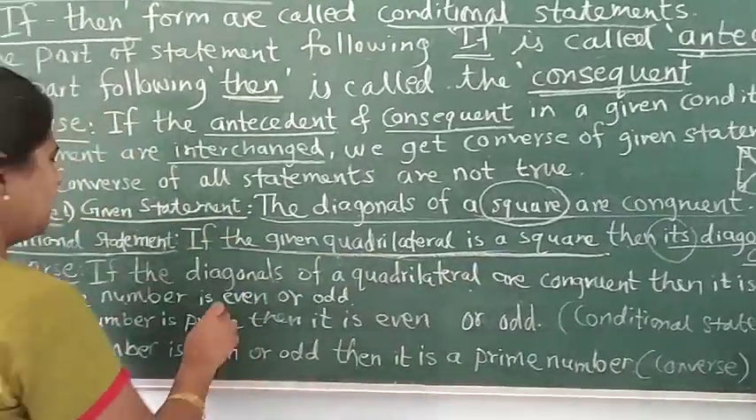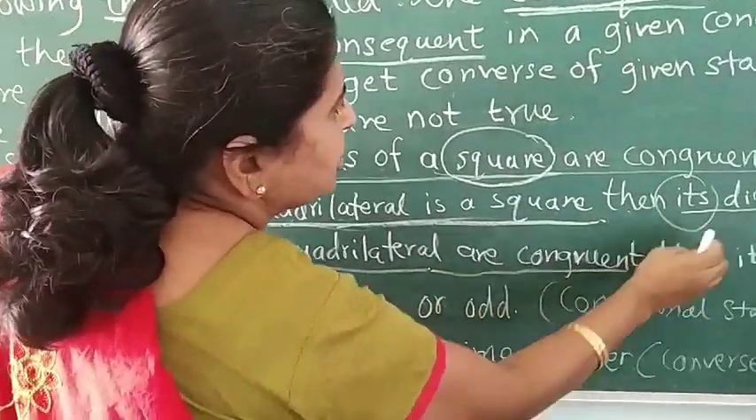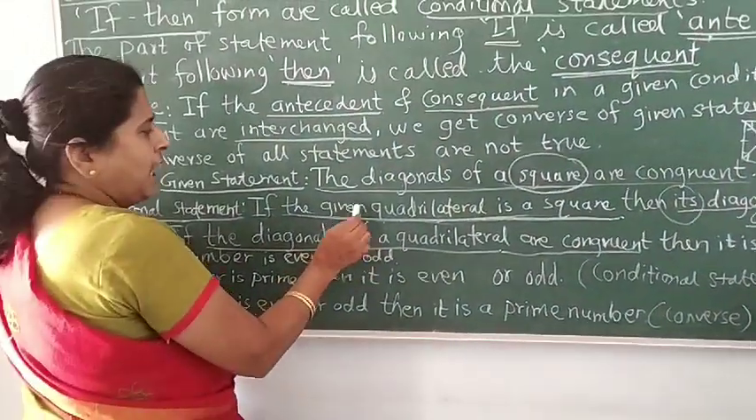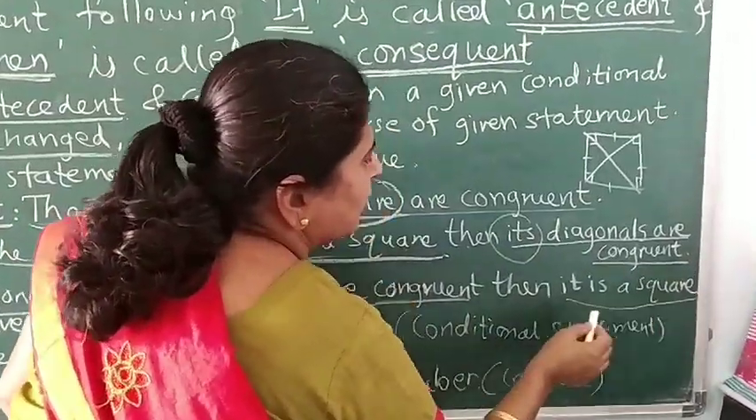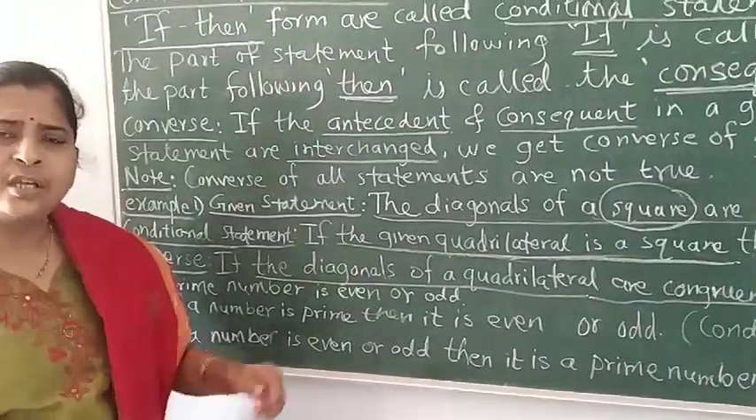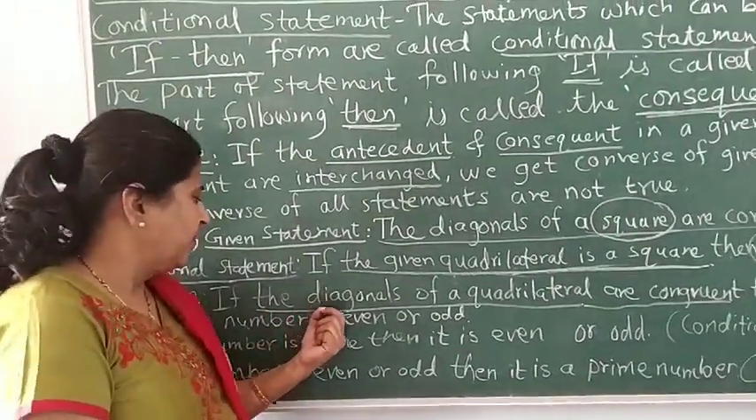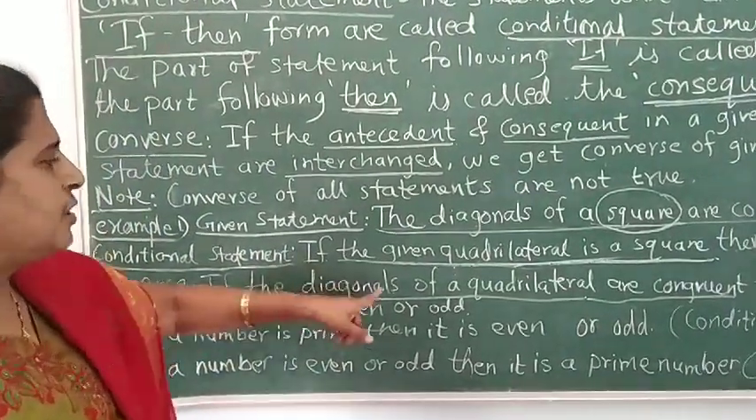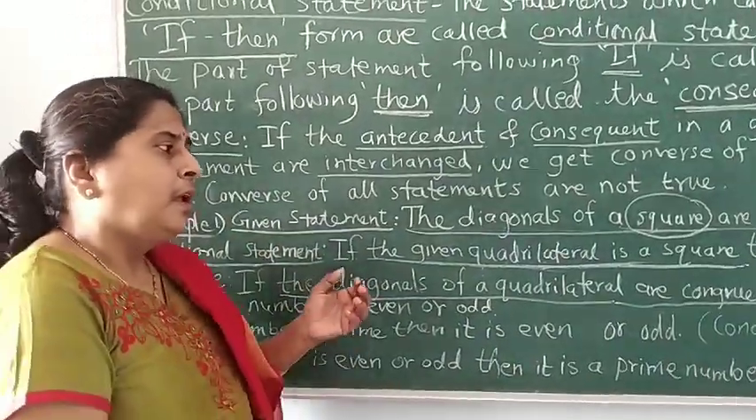Okay. So this part, the diagonal of the quadrilateral are congruent, which was consequent, has become here antecedent, and it is a square has become the consequent. So you can see that this antecedent and consequent has been changed in the converse. Now if we just read converse, we can see whether it is true or false. Okay. So if the diagonals of quadrilateral are congruent, then it is a square. Is it true? It is not.